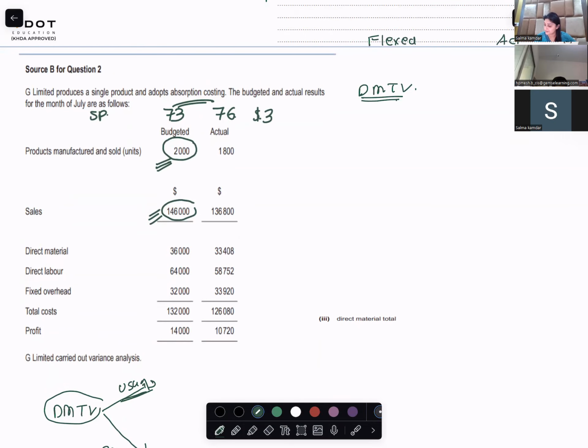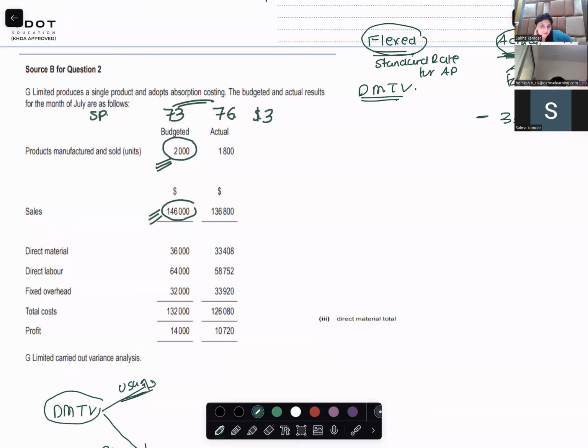Are you with me? So I know my actual direct material cost, which is 33,408. What does the flex budget tell you? It gives you the standard rate for actual production, and the actual budget gives you the actual rate for actual production.